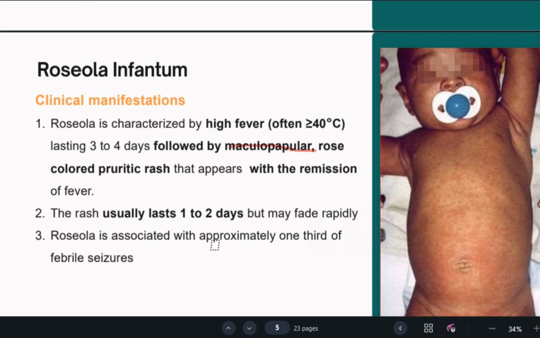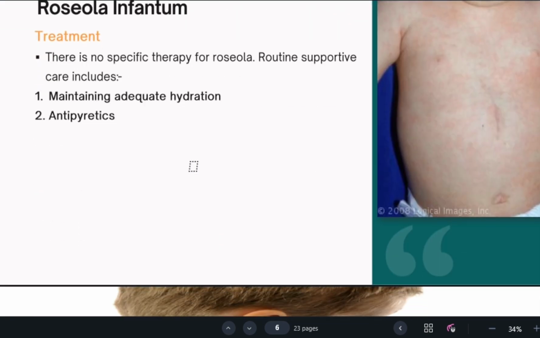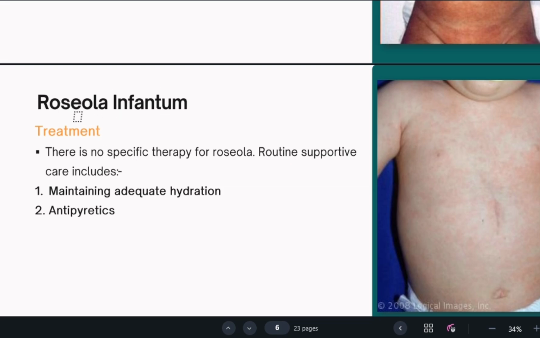Roseola is associated with approximately 1/3 of febrile seizures. Because of the high fever, children usually present with febrile seizure. Treatment: there is no specific treatment for roseola. Routine supportive care includes maintaining adequate hydration and antipyretics.